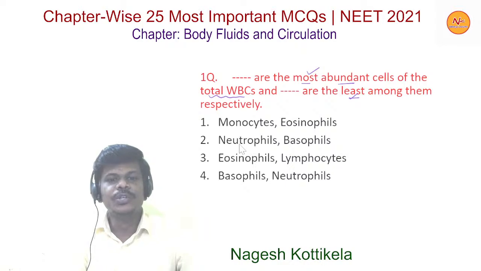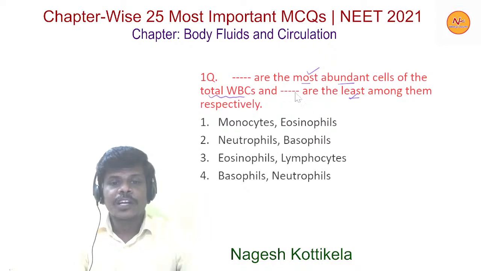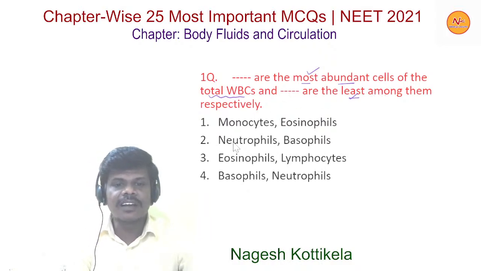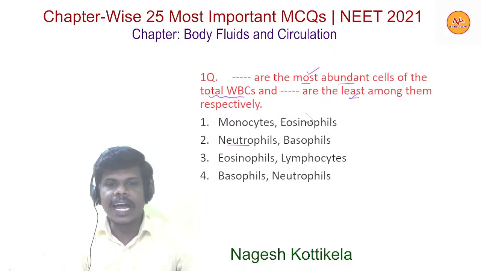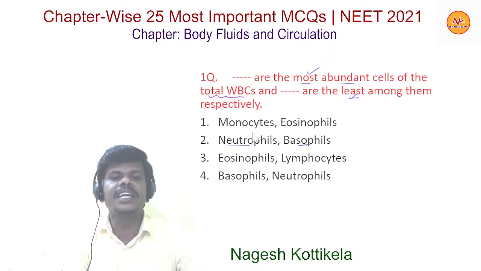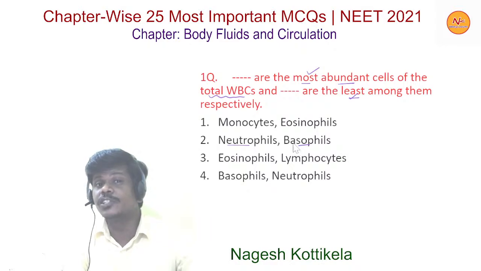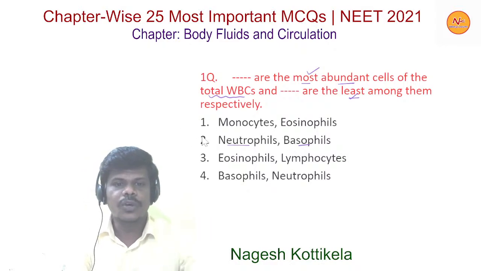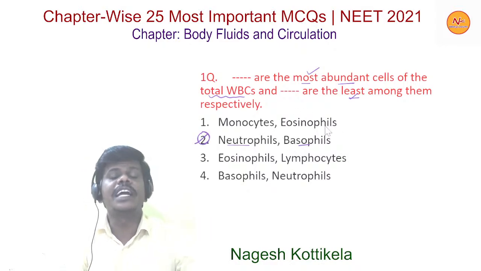Option 2, neutrophils and basophils. Option 3, eosinophils and lymphocytes. Option 4, basophils and neutrophils. Here, the most abundant cells are neutrophils and the least cells are basophils. So respectively, neutrophils and basophils is the correct answer. So option 2 is the right option.